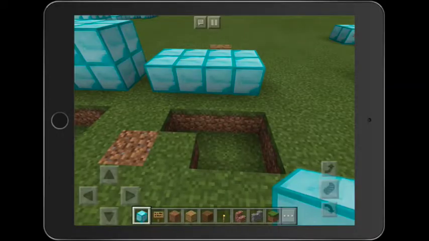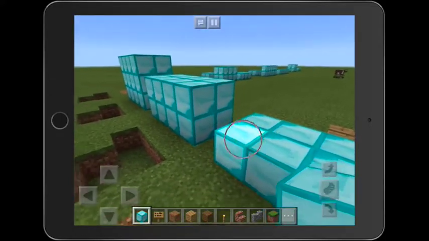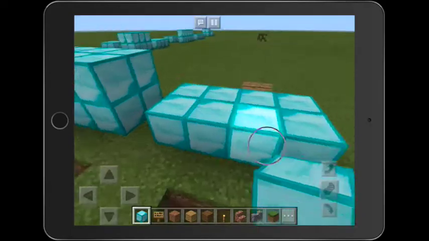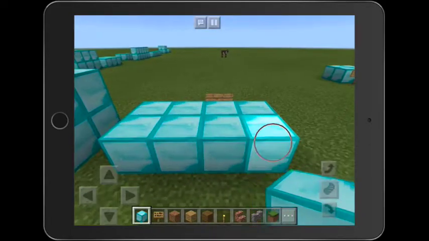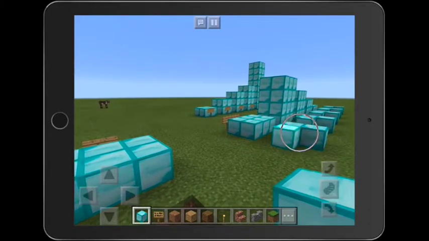All right, another situation here. I've got a base right here of 2 wide and 4 long, so it's a base of 8. So I'm looking at 8 diamond blocks here. But unlike last time where I had them sitting above ground, I have this extra pile.